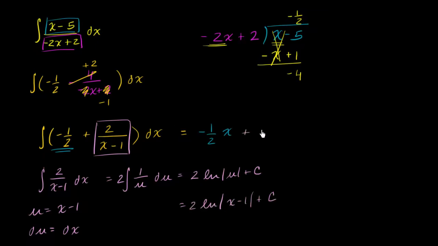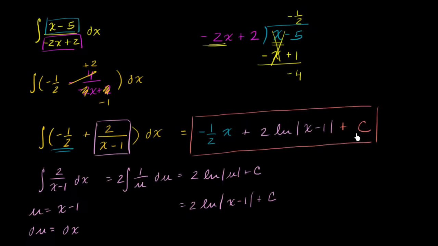So plus 2 times the natural log of the absolute value of x minus 1, plus c. And the plus c doesn't just come from this one. In general, when we're taking the integral of the whole thing, there could be some constant, because if we go the other way and take the derivative, the constant will go away. So let me just put the plus c right over there, and we are done.